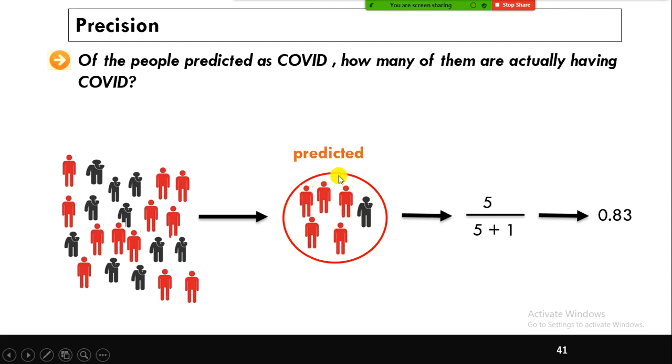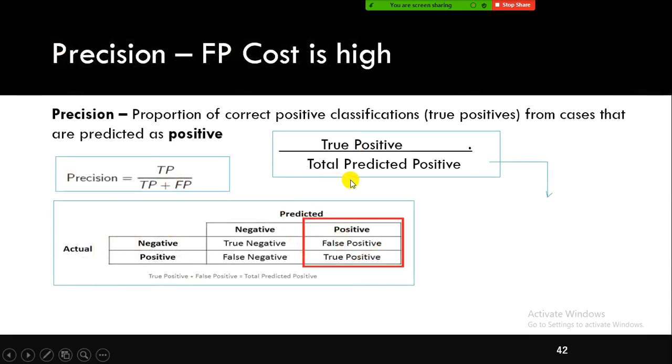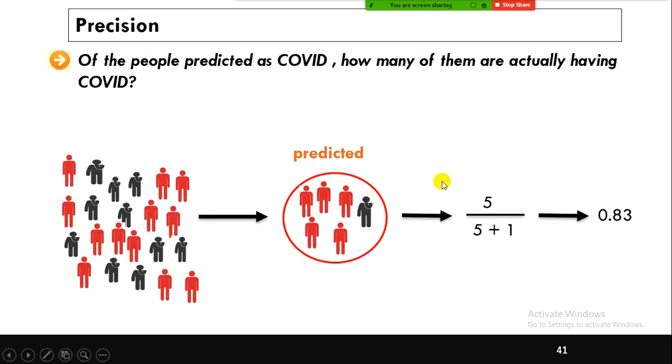Of these 6 predicted people, how many of them are correct? The red colored are the COVID infected people. The black color is non-COVID. Wrongly, my model predicted this person also as having COVID, whereas he is actually not a COVID person, he is a healthy person. Here we have more COVID people, but still my model was able to predict only 6 people. So total predicted positive is your denominator.